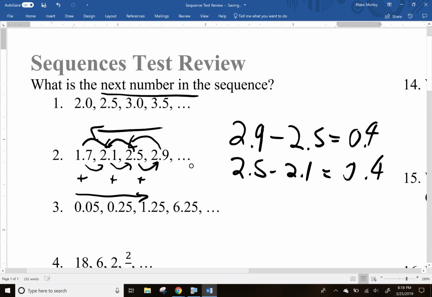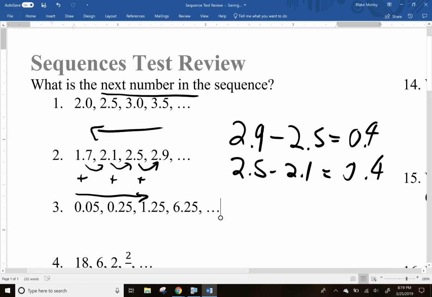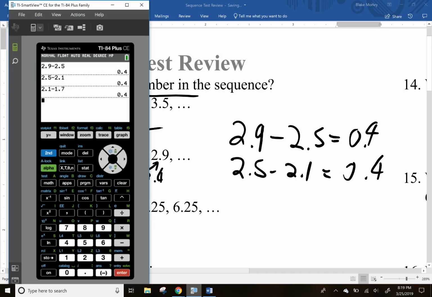And then one more time, just to check, right? 2.1 minus 1.7, and I get 0.4 again. So that's a good way to find out what that number is, the difference between them. So in this case, because they're all separated by 0.4, as we found out by going backwards, by taking the terms and subtracting them, I know that my common difference is 0.4, that we're technically adding 0.4 every time, right? And if you want to double check, you can.